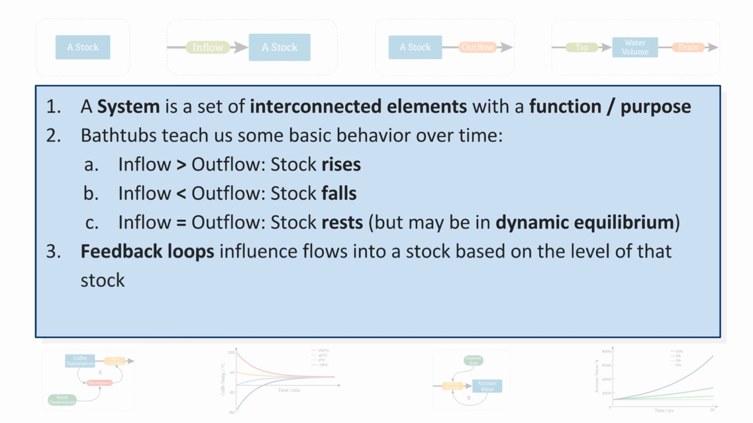Then we looked at feedback loops, and we saw that feedback loops influence the rate of flows into a stock based on the level of that stock. And we saw that there's two types of feedback loops that we'll be encountering, namely balancing and reinforcing feedback loops, and we learned about their characteristic behaviors.